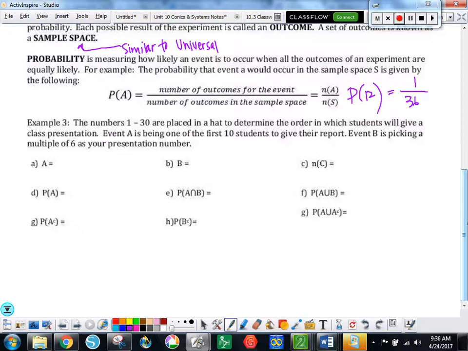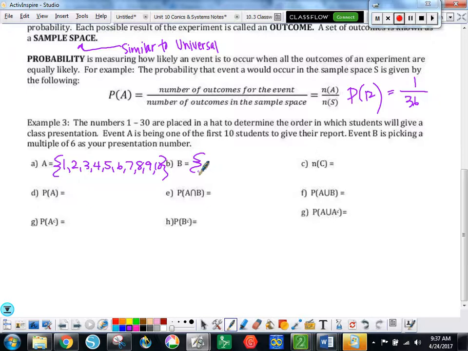Okay, so the numbers 1 through 30 are placed in a hat to determine the order in which students will give a class presentation. Every student draws a number, and that's your order. Event A is being one of the first 10 students to give their report. So let's stop. If you are in set A, what numbers would you have drawn? 1 through 10. Event B is picking a multiple of 6 as your presentation number. So if you were drawn in event B, what number of paper do you have?